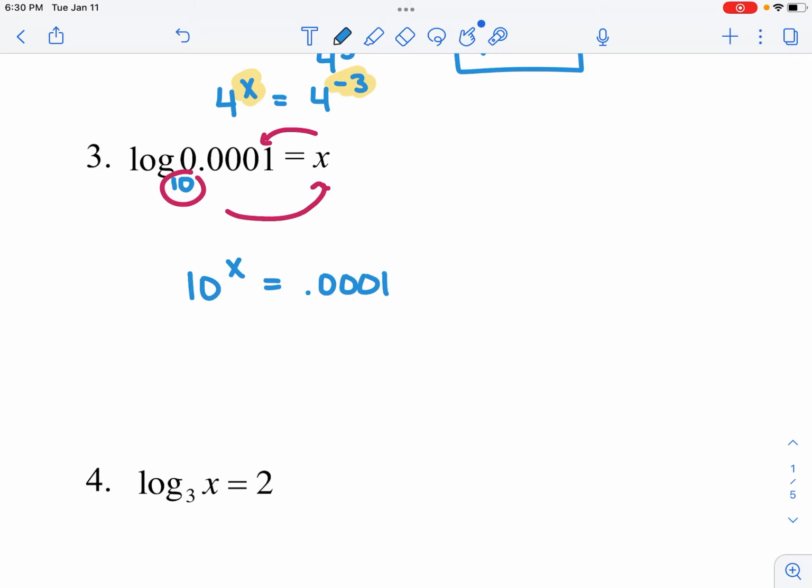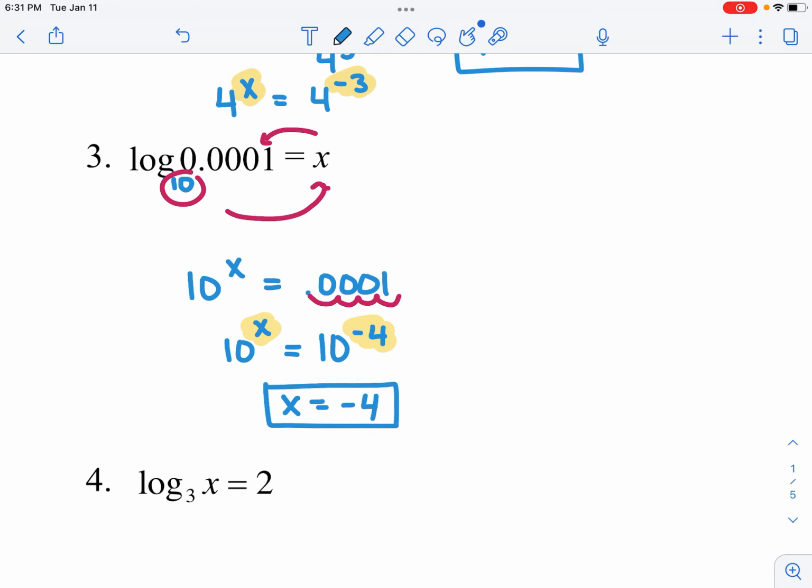And if you think about this number, if I want to get it into a base of 10, like scientific notation, that would actually be 10 to the power of negative 4, since I'd have to move the decimal place over to get that back to being a base of 10. So this gives me an x value of negative 4. And again, you could type that in, common log of 0.0001 to confirm that you're getting negative 4.